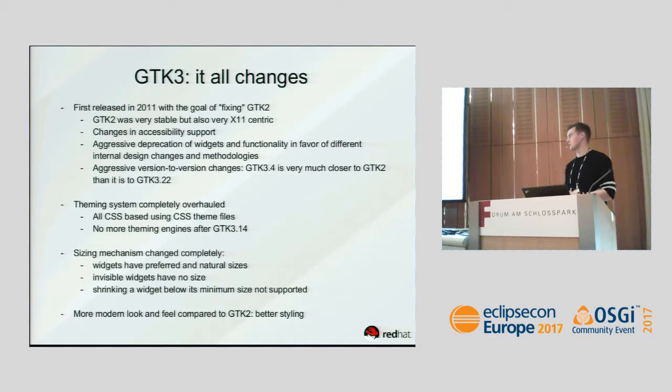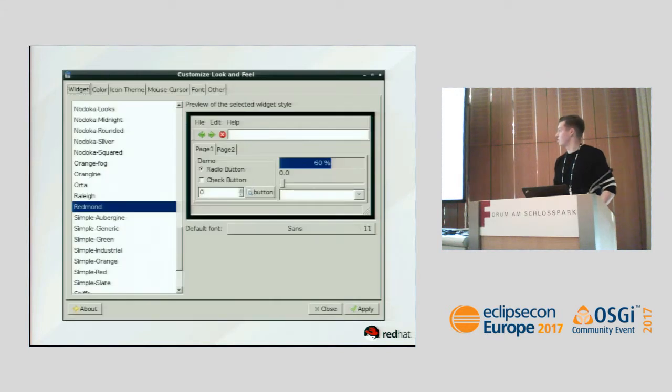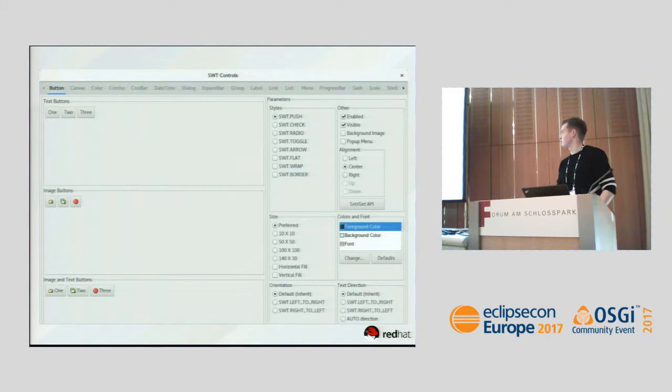And the other thing they changed as well was the sizing mechanisms. That's a little more in depth, but basically the way you can size widgets, the way you can request sizes from GTK, changed very radically in GTK3. But the most notable change is styling. So this is what GTK2 looks like. Compared to this, I would say GTK3 is a pretty good improvement. This is SWT running the GTK3 control example on GTK 3.22. So if you download SWT right now and you run the control example, this is what you'll get.